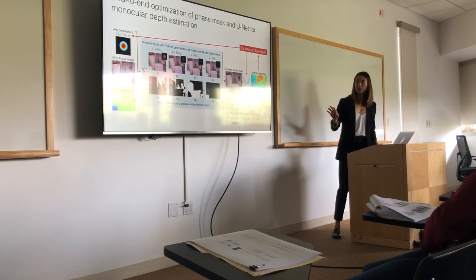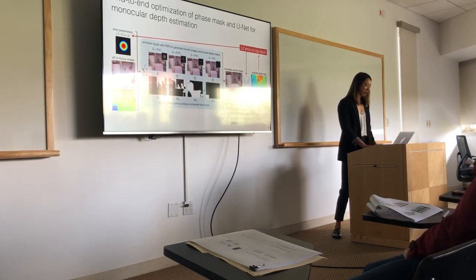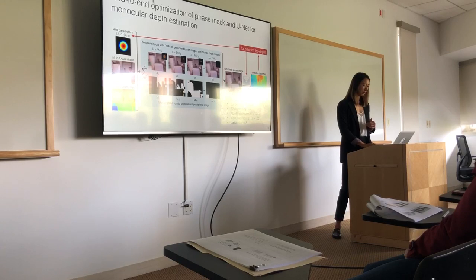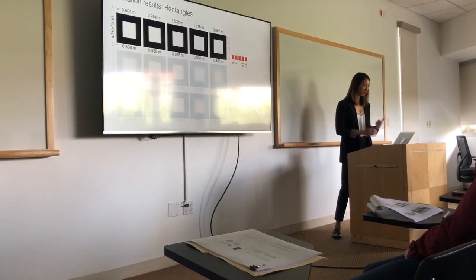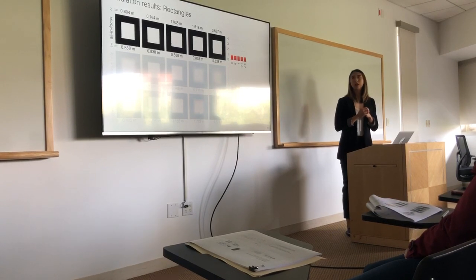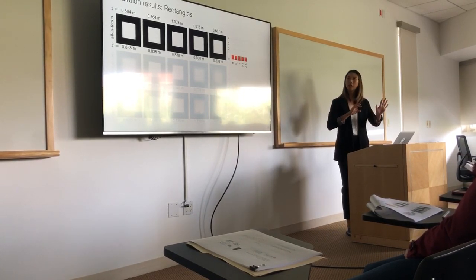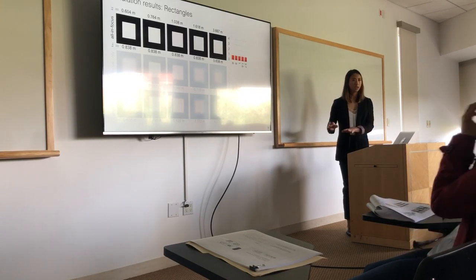Before we get into the optimized element, I'm going to show some examples of just a fixed lens and only optimizing the UNet to give you a sense of what optical encoding can do. So here I'm showing some results for a very simple data set, just white rectangles on a black background, and these rectangles are placed at different depths.